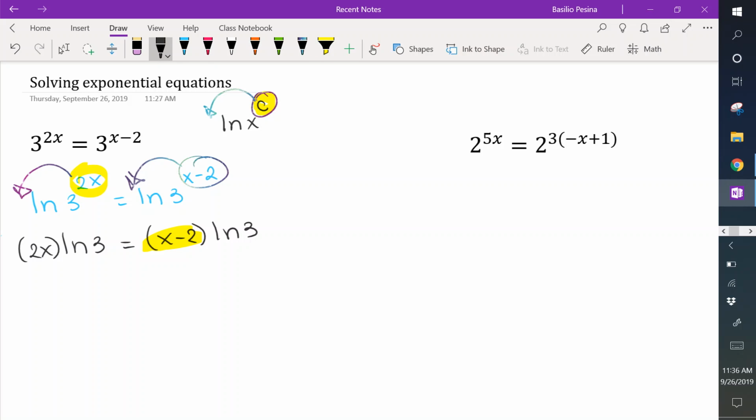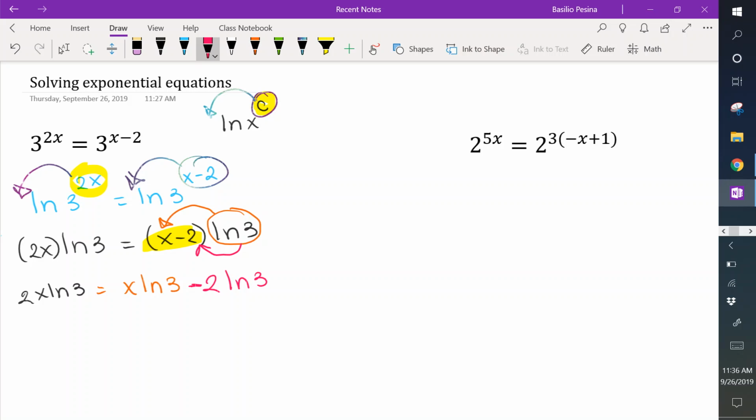This right here, if I distribute, it stays the same, so it's going to be 2x ln of 3. But notice how I told you, you're going to distribute this ln of 3 to the x. That gives me x ln of 3. Then you distribute it to the inside over here. So that gives me a negative, because it's a subtraction, of 2 ln of 3.